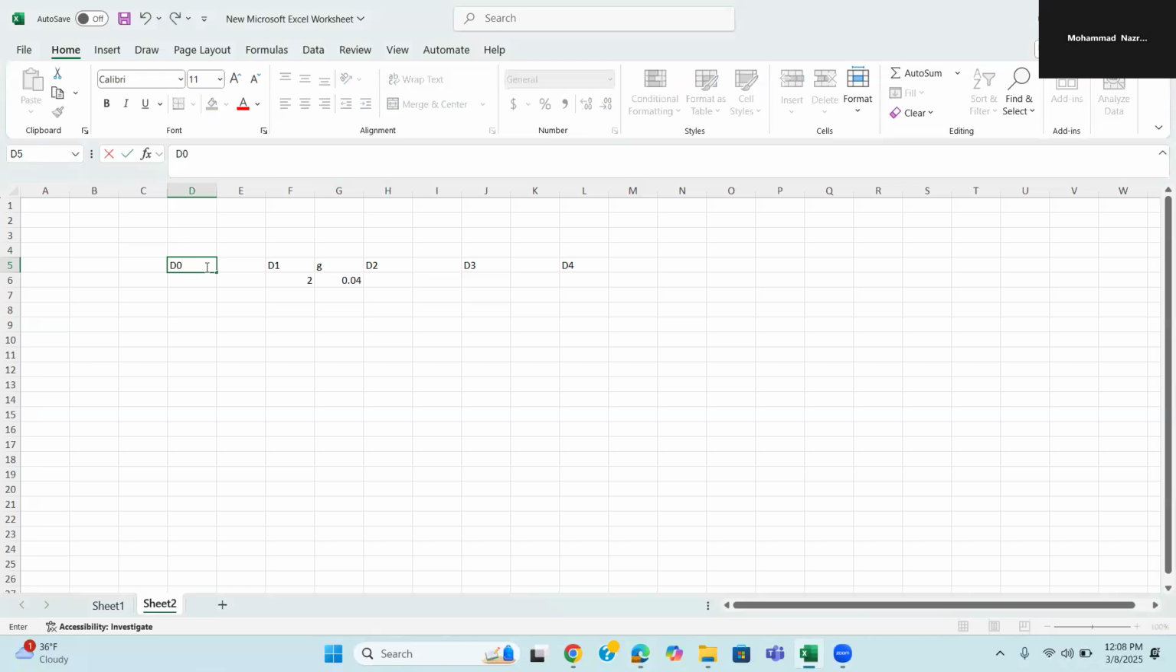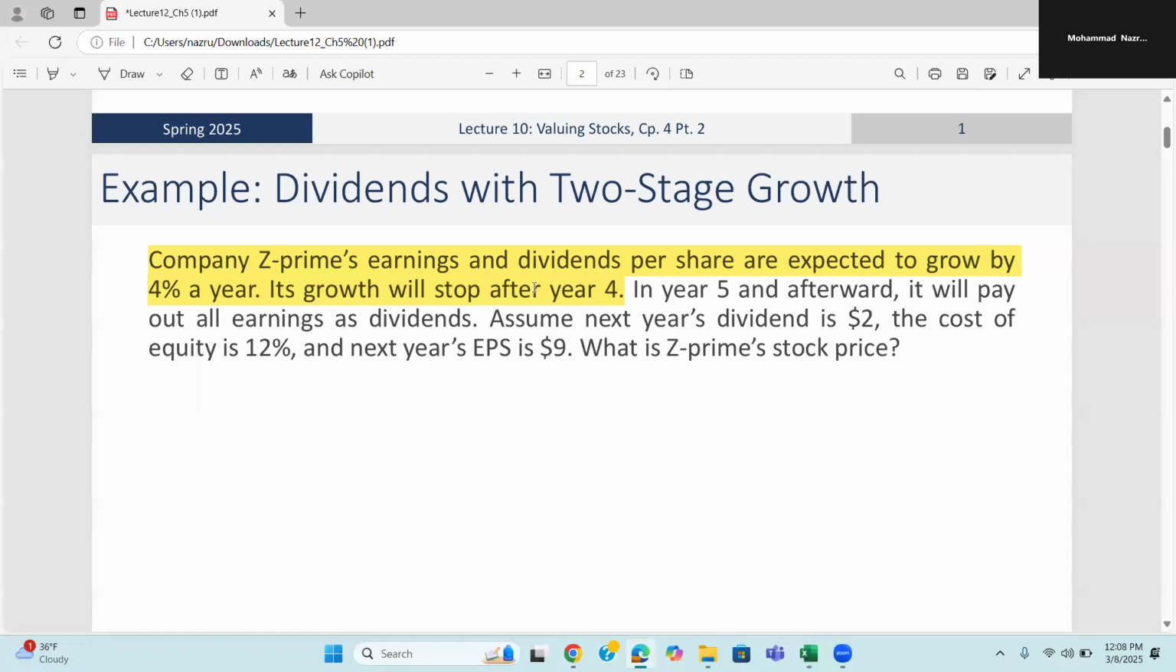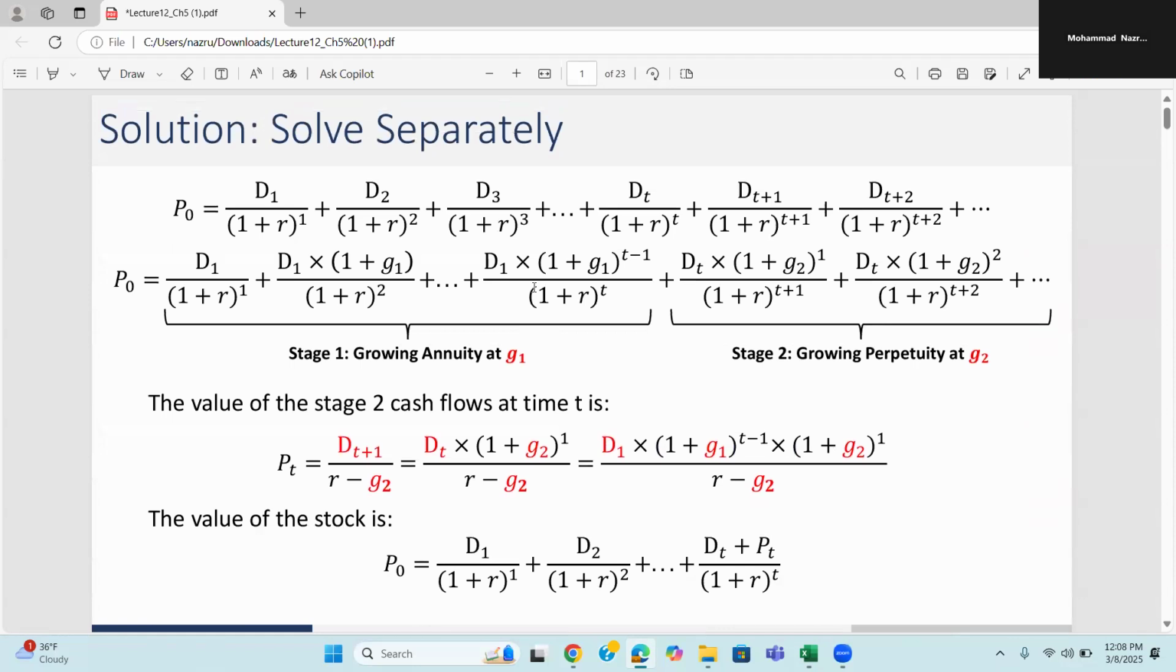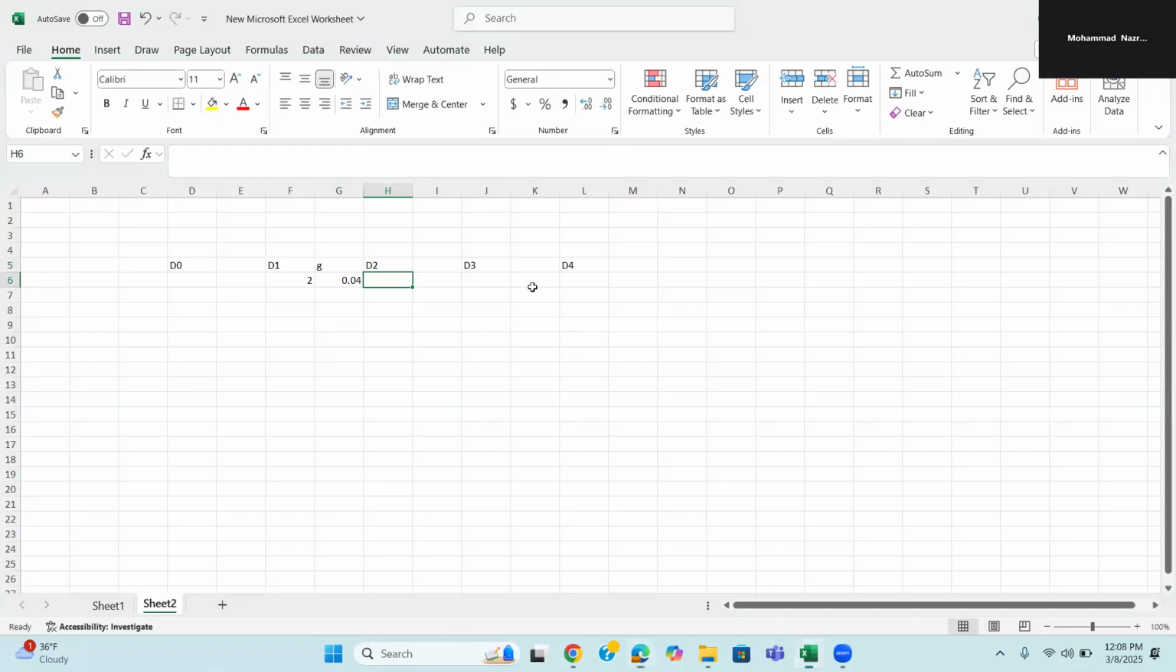There should be D0 in your timeline, right? We have already information for D1 too, so we start from D1. We have growth rate 0.04. So now for D2, how can you calculate it with the growth rate? You know that, right? D0 times 1 plus i to the power of that year. So it should be D1, and then you multiply by 1 plus the growth rate, right? You get your D2 here.